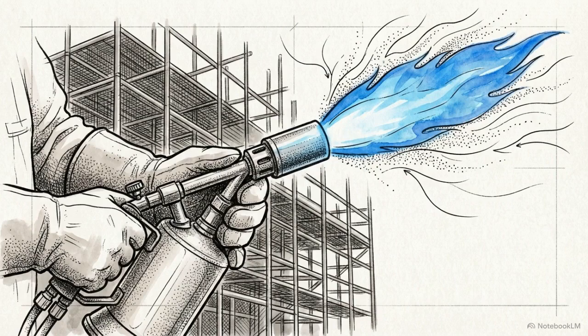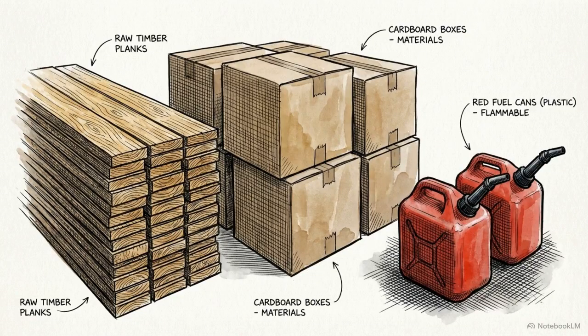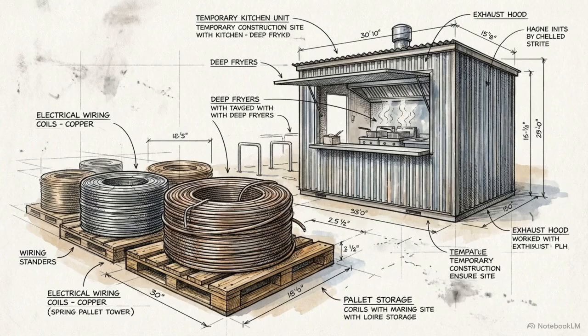Common ignition sources include flames from blowtorches, sparks from welding and grinding, and the highly probable threat of arson. Fuels across a site are grouped into 5 classifications. Class A covers organic solids like timber and cardboard. Class B involves flammable liquids such as fuel oils. Class C covers flammable gases. Class D involves combustible metals, and Class F covers cooking oils. A typical site layout contains all 5.